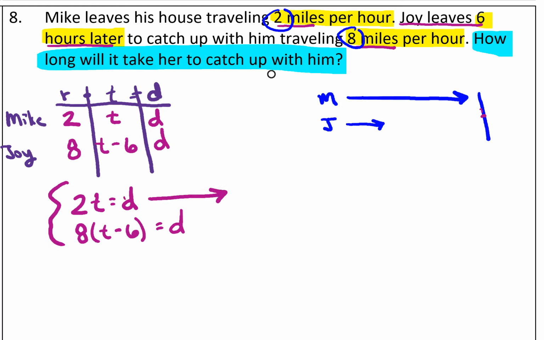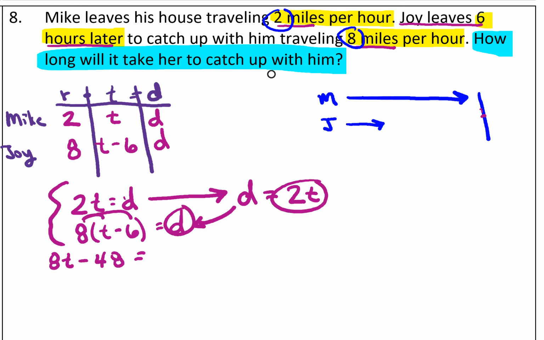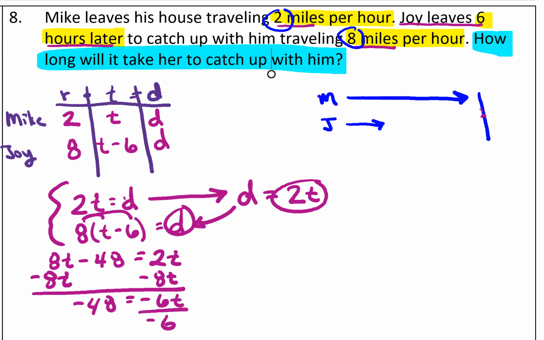So d equals 2t, and then we can plug this in for our d. So we're going to have 8 times t, which is 8t, 8 times negative 6, which is negative 48, and then we plug in 2t, so equals 2t. Subtract 8t from both sides, so we can solve this equation. So negative 48 equals negative 6t, and divide by negative 6. So that means t equals 8.